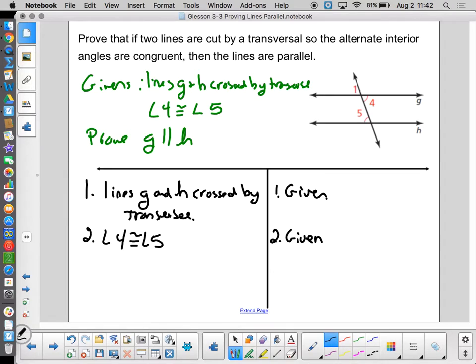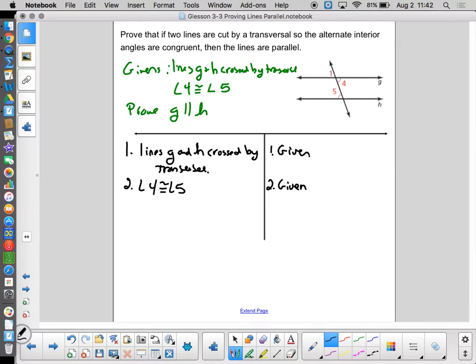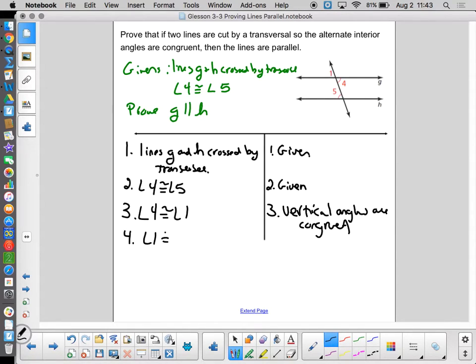Well, the picture has got an angle 1 set in there, so we're probably going to want to use that. That's a pretty good hint. What's the relationship between angle 1 and angle 4? They're vertical angles. So angle 4 is congruent to angle 1 because vertical angles are congruent. Now 4 is congruent to 5, 4 is congruent to 1, so therefore 1 is congruent to 5. Substitution.